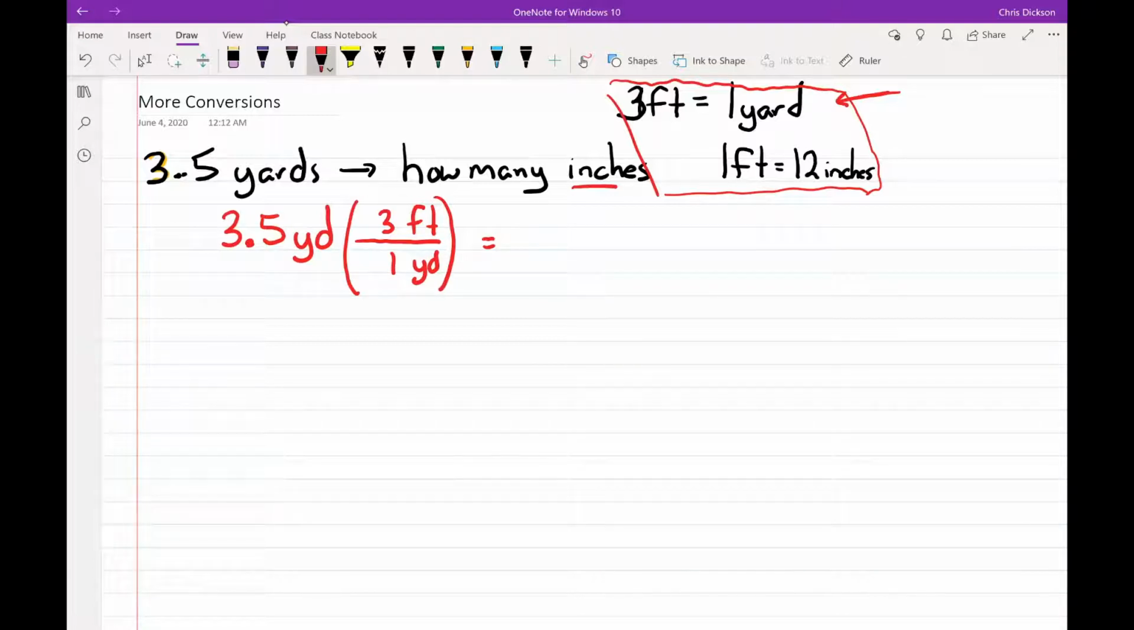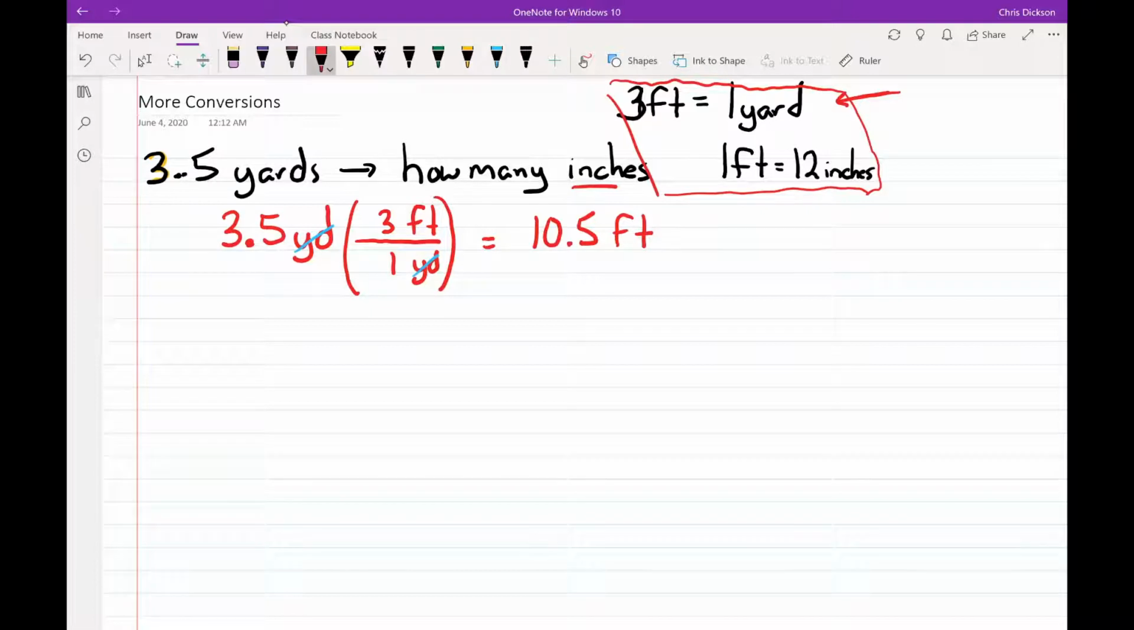and we get 10.5. But what units would that be in? Like, how many units are we talking about? Or 10.5 miles or what? Well, let's look at what cancels here. The yards are going to cancel, and that's going to leave you with feet. So this would be 10.5 feet.